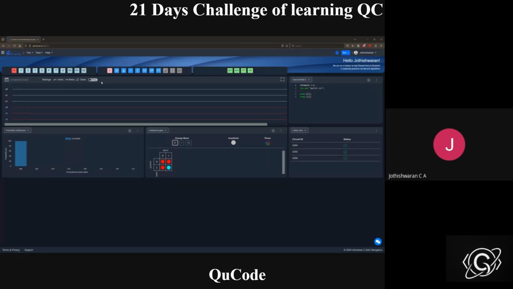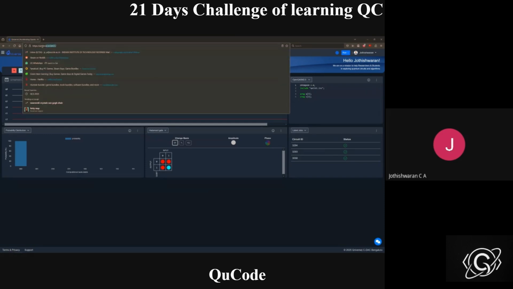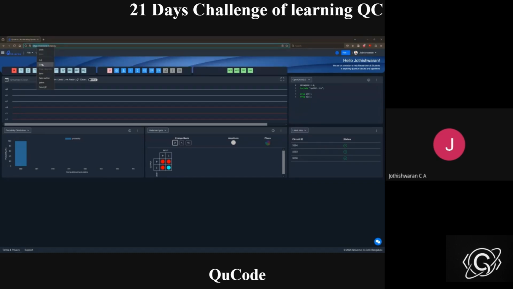This QUniverse is a tool that has been developed by the Center for Development of Advanced Computing, or CDAC. This is a basic framework. It is free to access. All of you are welcome to use it. I'll add the link to this in the chat. You're free to go ahead and make an account over there.